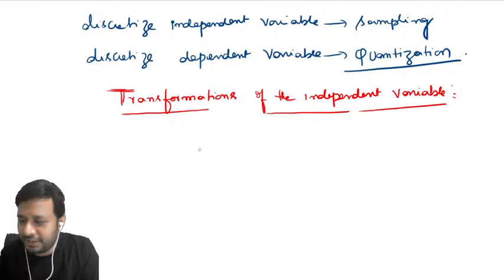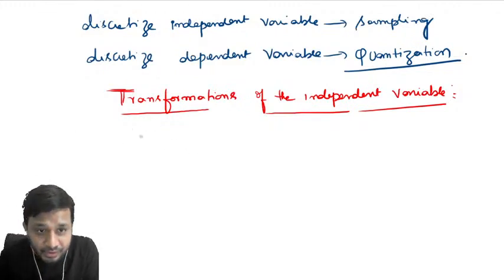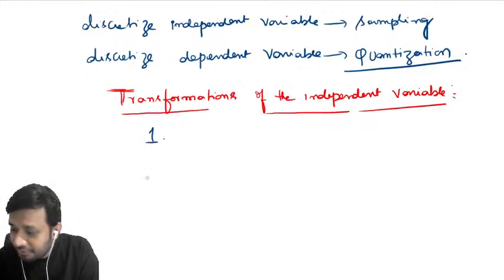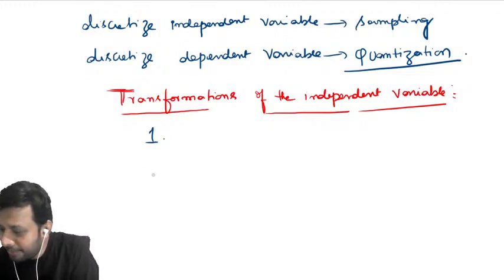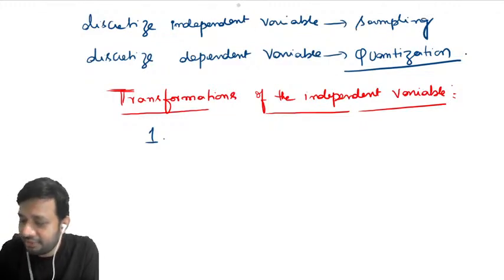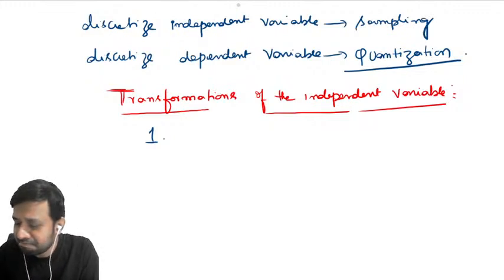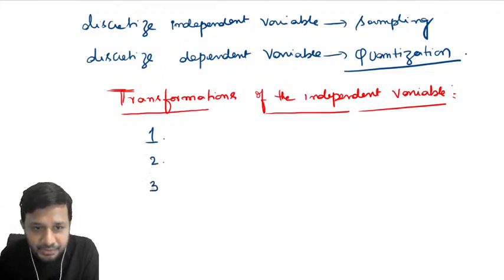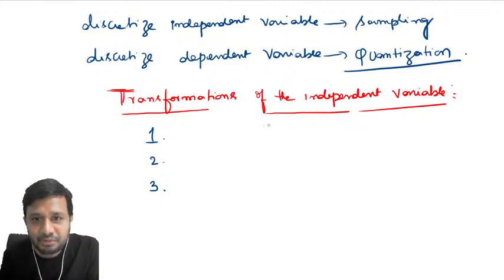So transformations of the independent variable. Basically, what are different types of samples? I didn't get you, Lokesh. What are different types of samples means what? Samples can be integer values or they can be anything. Okay, there are three transformations of the independent variable. What are different types of sampling or samples? I didn't get you.